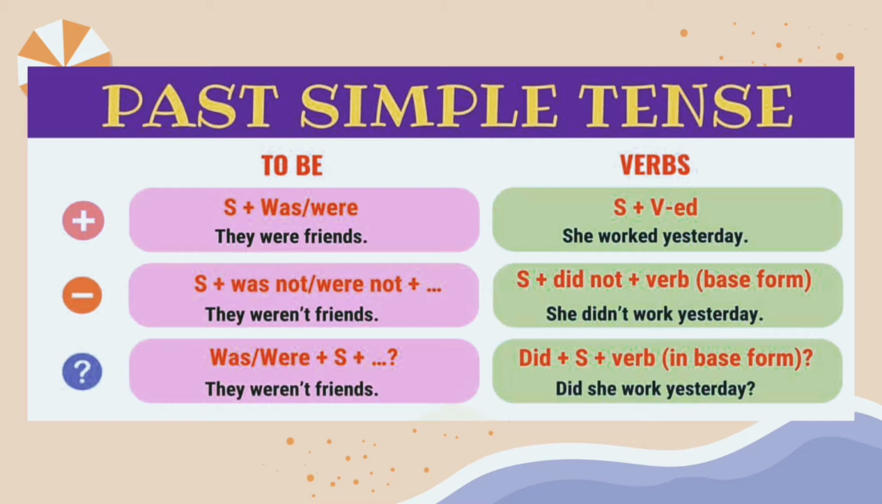Positive: subject plus verb and add ed. She worked yesterday. Negative: subject plus did not plus the verb in the base form, the original form. She didn't work yesterday. Question: did plus subject plus verb in base form. Did she work yesterday?